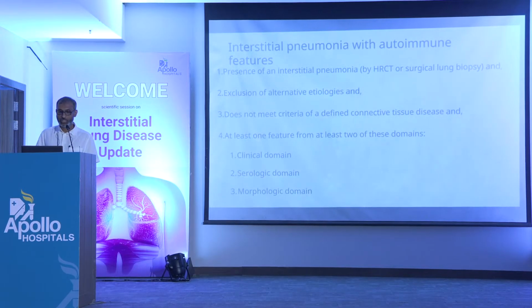So we'll come to the next slide, which is basically when there is an interstitial pneumonia with autoimmune features. What it means is presence of interstitial pneumonia by HRCT and exclusion of alternative etiologies, and it does not meet criteria to get diagnosed as connective tissue disease. There is no clear-cut diagnosis of connective tissue disease. In this patient, at least one feature from 2 of the domains is needed: first, clinical domain; second, serological; and third, morphological.